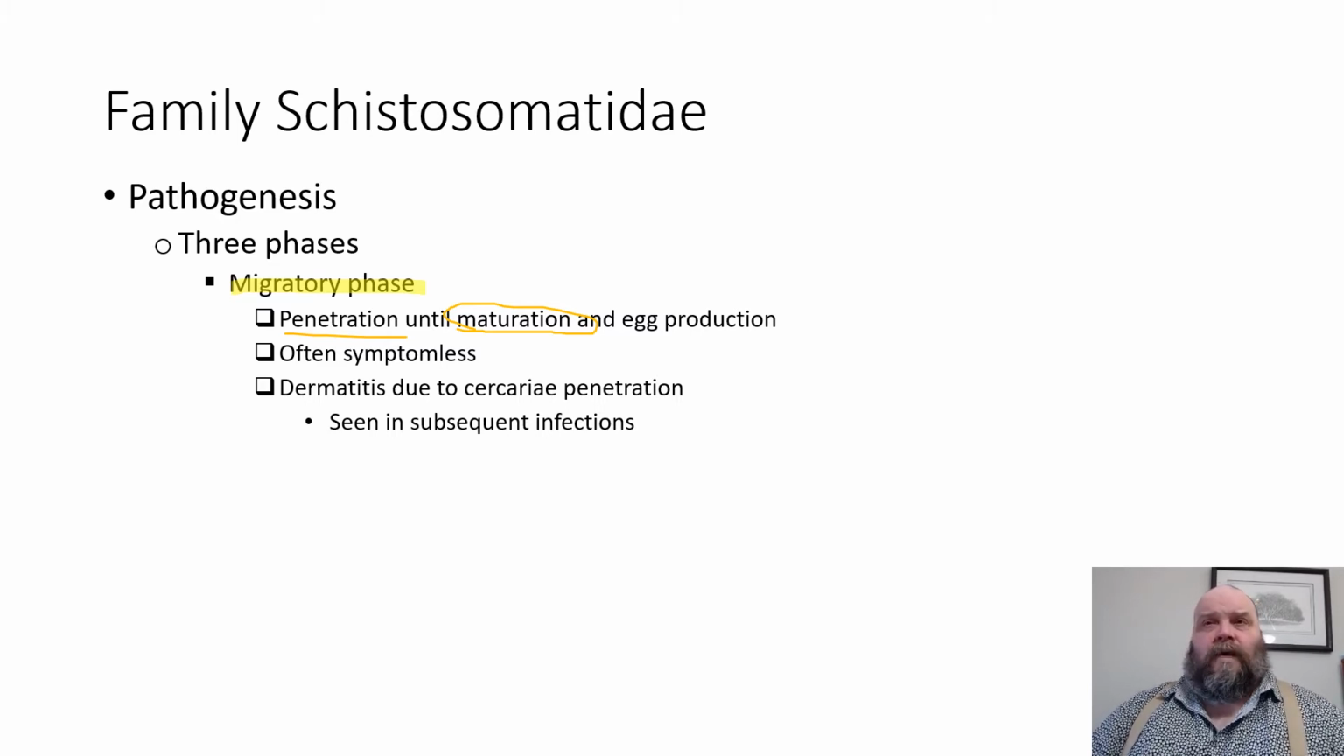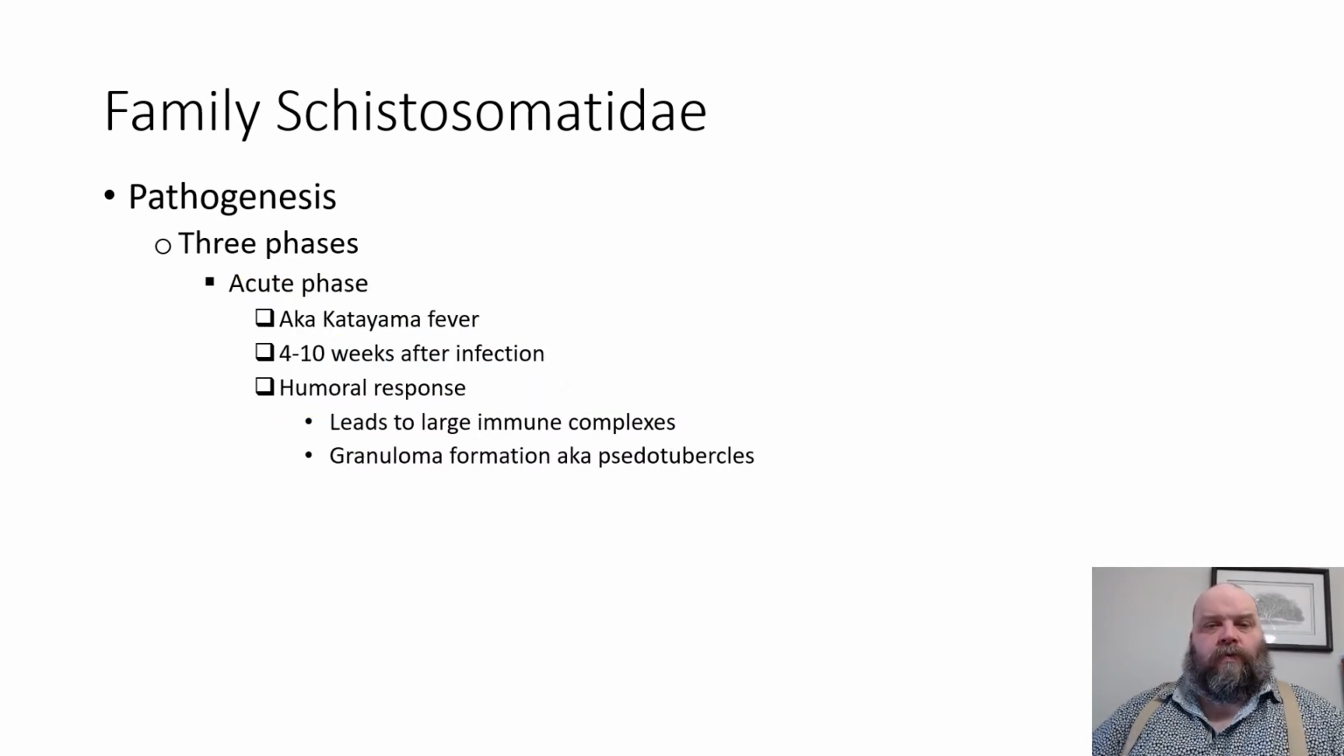This is happening within a few days, so the innate cellular immune response may be kicking in, but the adaptive hasn't had a chance yet. For most people, the worst part is just going to be some mild dermatitis at the site of penetration, okay? It's going to look like a little rash. Swimmer's itch, a lot of people will refer to it as. Then you get the acute phase, commonly referred to as Katayama fever. This is 1 to 2.5 months, 3 months after the infection has begun.